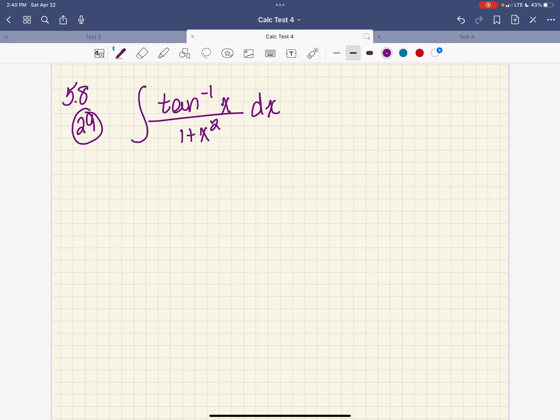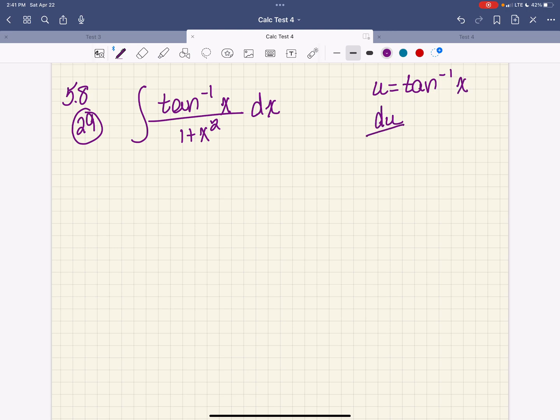Now, when you first start to work with this one, you probably want to make this your u. And that's a very rational, very common thing that students might want to do. But when I do that and I take the derivative of that, it doesn't help me cancel anything out. So that is not what I want to make u. What we want to make u is the inverse tangent. So u is going to be tangent to the -1 of x, okay?